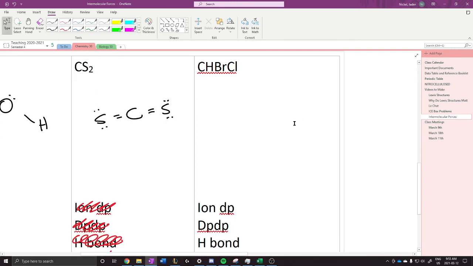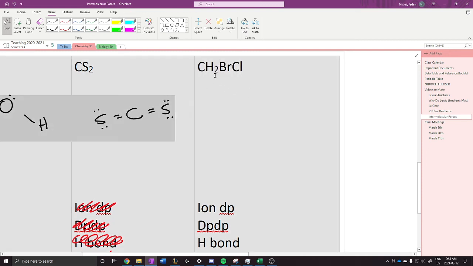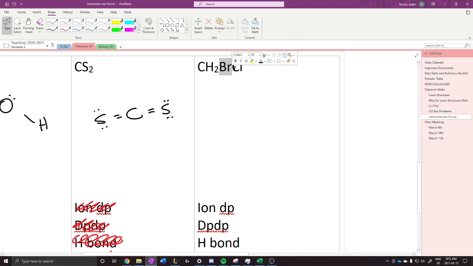We have CH2BrCl. Carbon has 4. Let's add 2 hydrogens, let's make my life easy. So hydrogen has 1 valence electron. Bromine has 7. Chlorine has 7. Carbon has 4. So I can start to predict that this is what the molecule will start to look like.